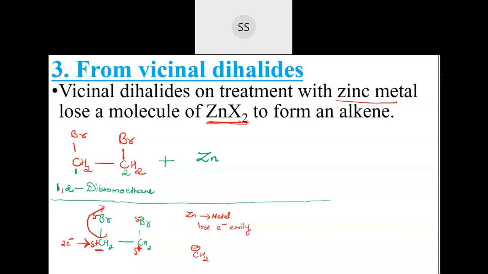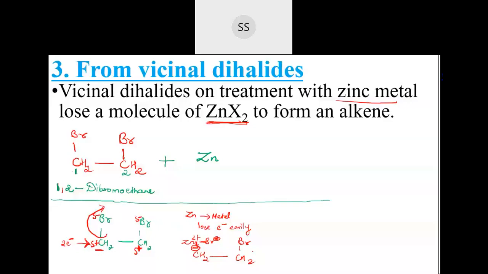Okay. Now bring that zinc also. Zinc is in the +2 state. Plus this bromine atom which has gone out, Br minus. So zinc will bind with this carbon plus this bromine atom. Then on this side we have CH2 and then Br. It's symmetrical; the reaction can happen on either side.